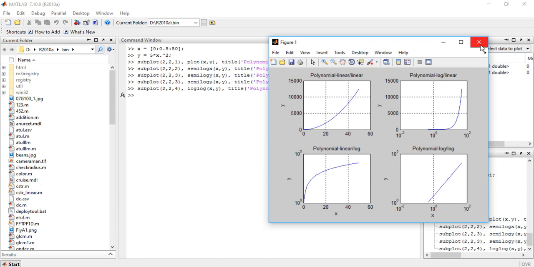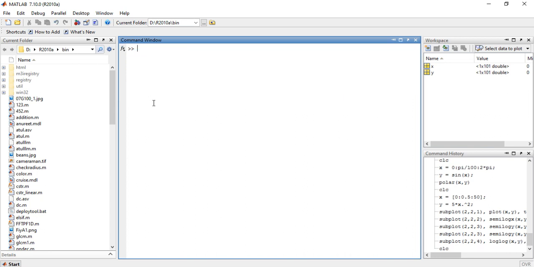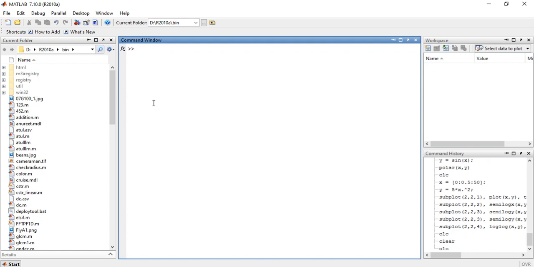Our next plot is bar graphs and pie charts. First of all, I will clear the command window. I'll clear the workspace window also. Now I am going to assign values to x and y vectors as just simple 1, 2, 5, 4, 8. Y equals to having some values, x, 1 to 5.